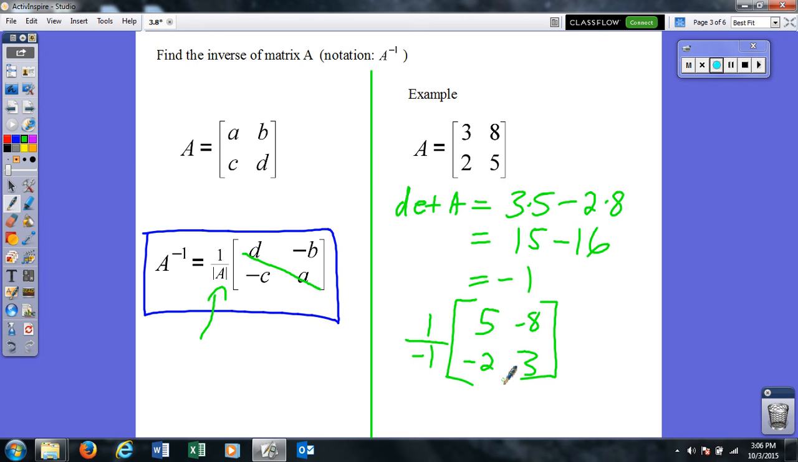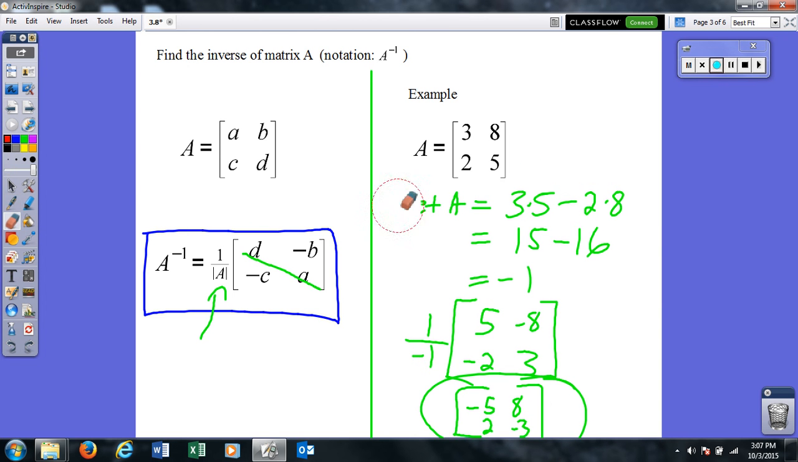Now let's multiply through by that scalar. So 1 over negative 1, that's really just negative 1. So we're just going to take this matrix and multiply everything in it by negative 1. So that'll give negative 5, positive 8, positive 2, and negative 3. So at the bottom here, that is the inverse of A.